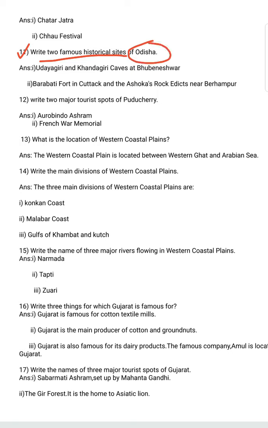Next, write two famous historical sites of Orissa. You have to write the names of two historical sites of Orissa. Historical site means built by the kings, famous kings. These are called historical places. Okay, the answer is Udaygiri and Khandagiri caves at Bhubaneswar. These two caves are a very famous historical site of Orissa, and they are located in Bhubaneswar. Bhubaneswar, as I already said, is the capital of Orissa.